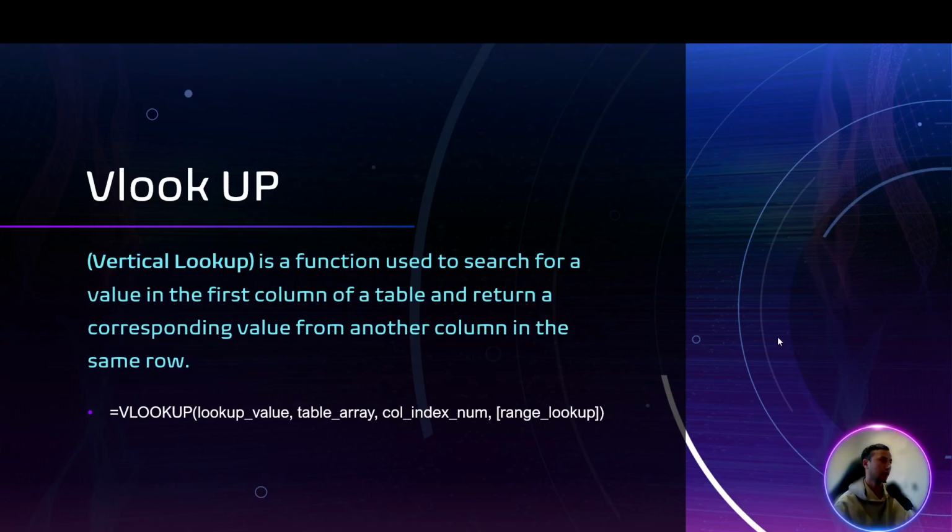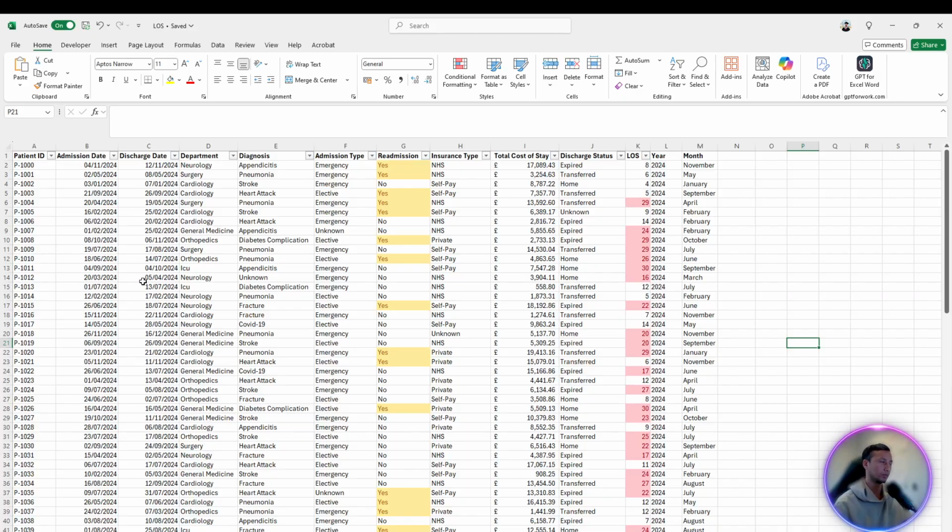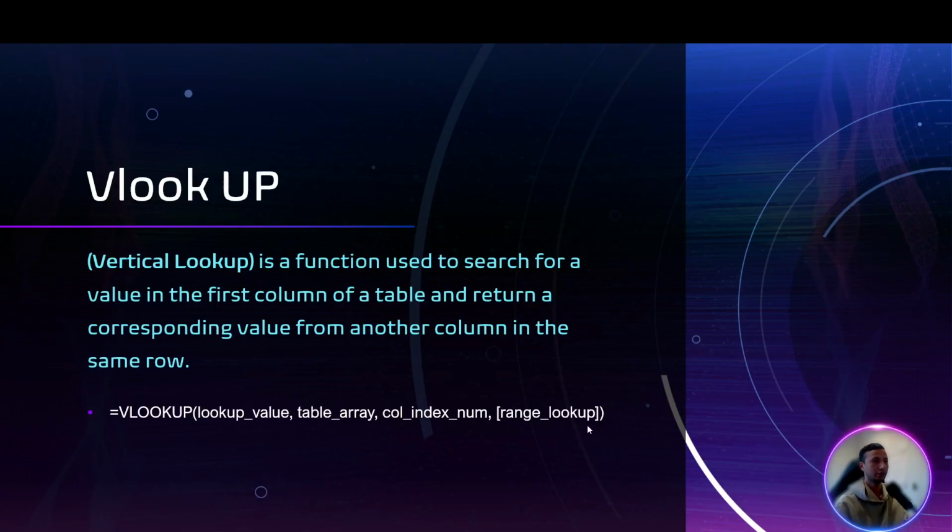Table array, and then after that, column index number. This is the quite tricky part. Let's say if I'm looking for the department, then the column index number is 4. We have to count from left to right. So VLOOKUP goes from left to right. And if I'm looking for the diagnosis, then the column number is 5. And then after that, range lookup, that means whether we want the exact match or the approximate match. There will come an option.